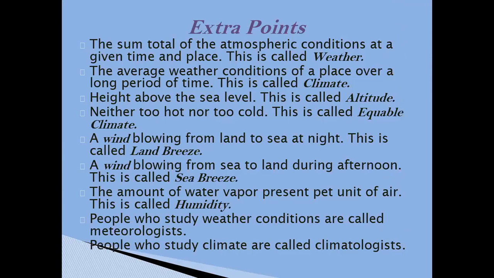Extra points. The sum total of the atmospheric conditions at a given time and place, this is called weather. The average weather conditions of a place over a long period of time, this is called climate. Height above the sea level, this is called altitude. Neither too hot nor too cool, this is called equable climate.